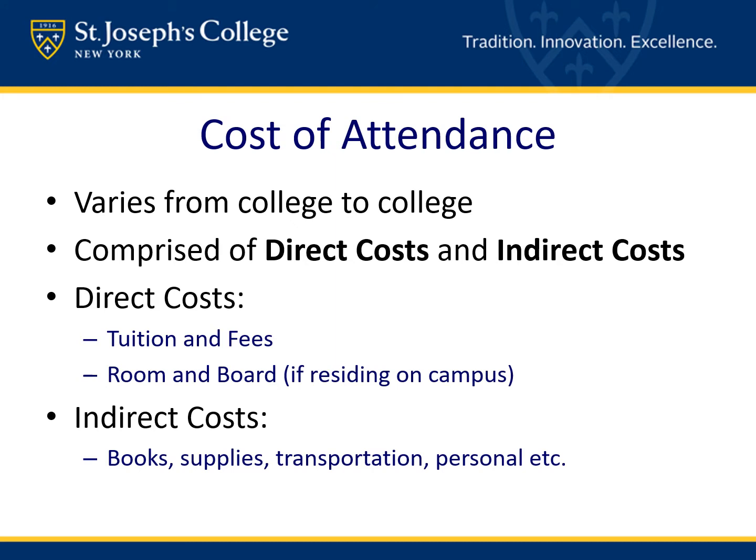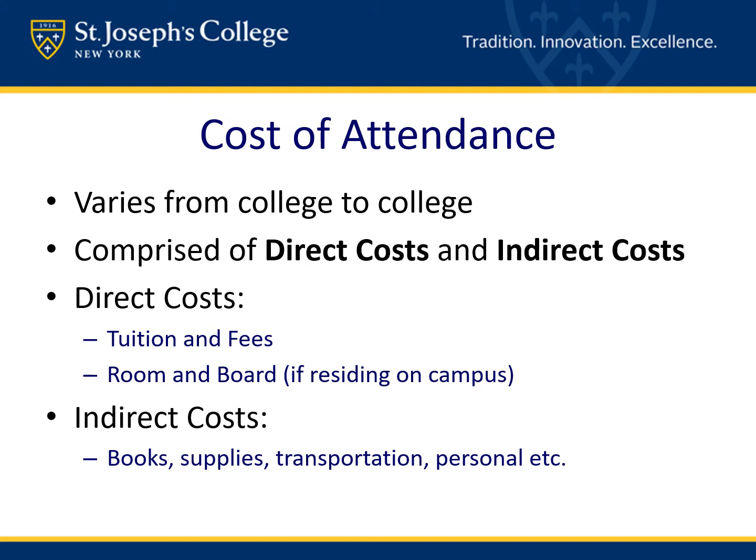And then there's definitely going to be variations if you're looking at private colleges, or if you're looking at a combination of private and public, 2-year versus 4-year. These are all things that will affect the cost of attendance that you're looking at for the schools. So the cost of attendance is comprised of what we call direct costs and also indirect costs.